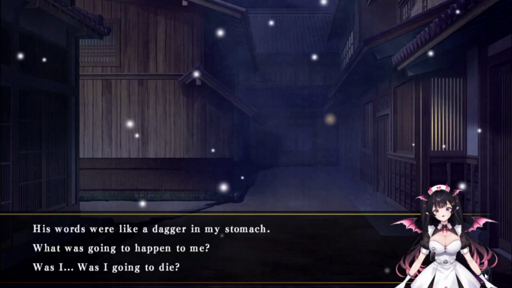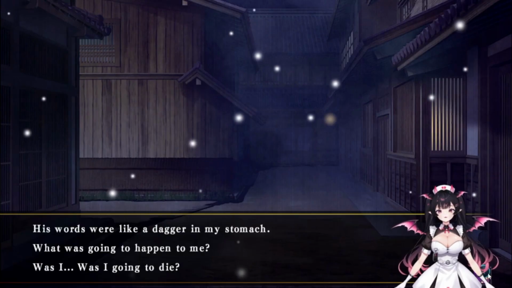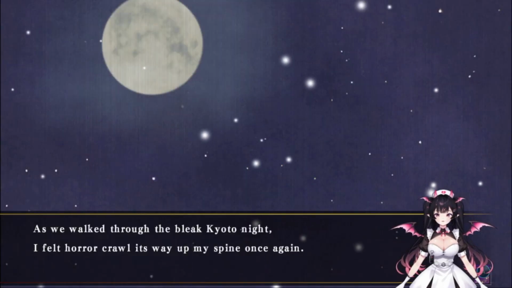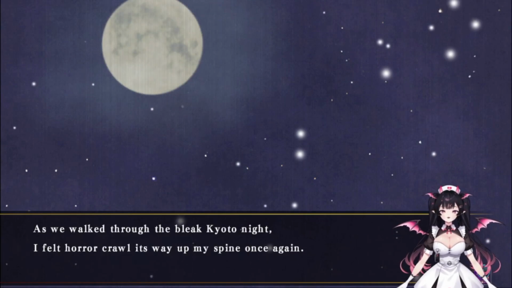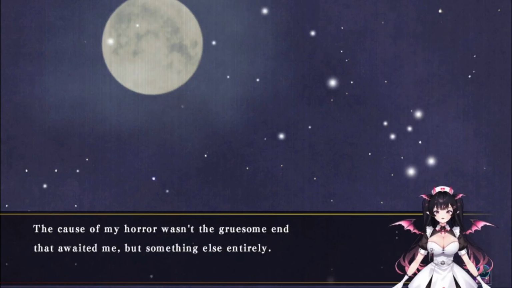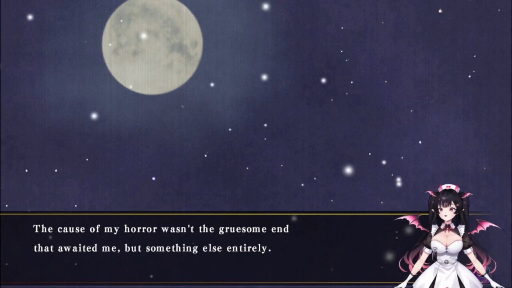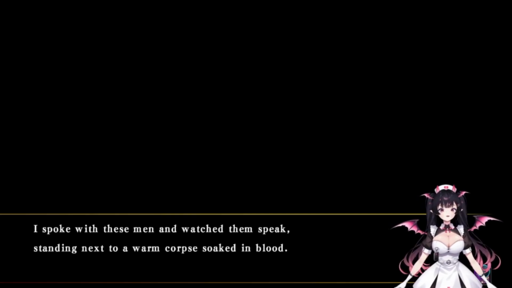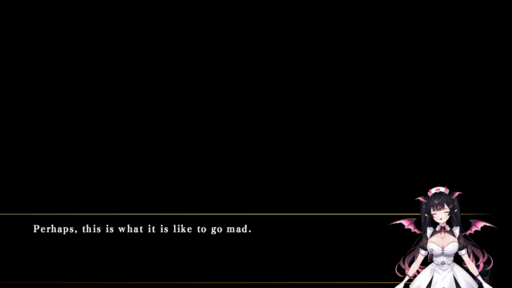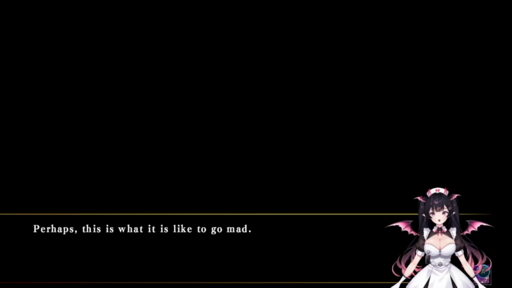But his words were like a dagger in my stomach. What was going to happen to me? Was I going to die? As we walked through the bleak Kyoto night, I felt horror crawl its way up my spine once again. The cause of my horror wasn't the gruesome end that awaited me, but something else entirely. I spoke with these men, and watched them speak standing next to a warm corpse soaked in blood. That I had done such a thing terrified me in an altogether different way. Perhaps this was what it was like to go mad.